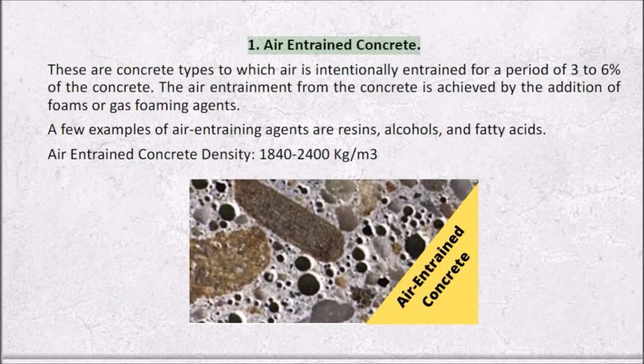1. Air-entrained concrete. These are concrete types to which air is intentionally entrained, about 3 to 6% of the concrete. The air entrainment in the concrete is achieved by the addition of foams or gas foaming agents. A few examples of air entraining agents are resins, alcohols, and fatty acids. Air entrained concrete density is 1840 to 2400 kg/m3.